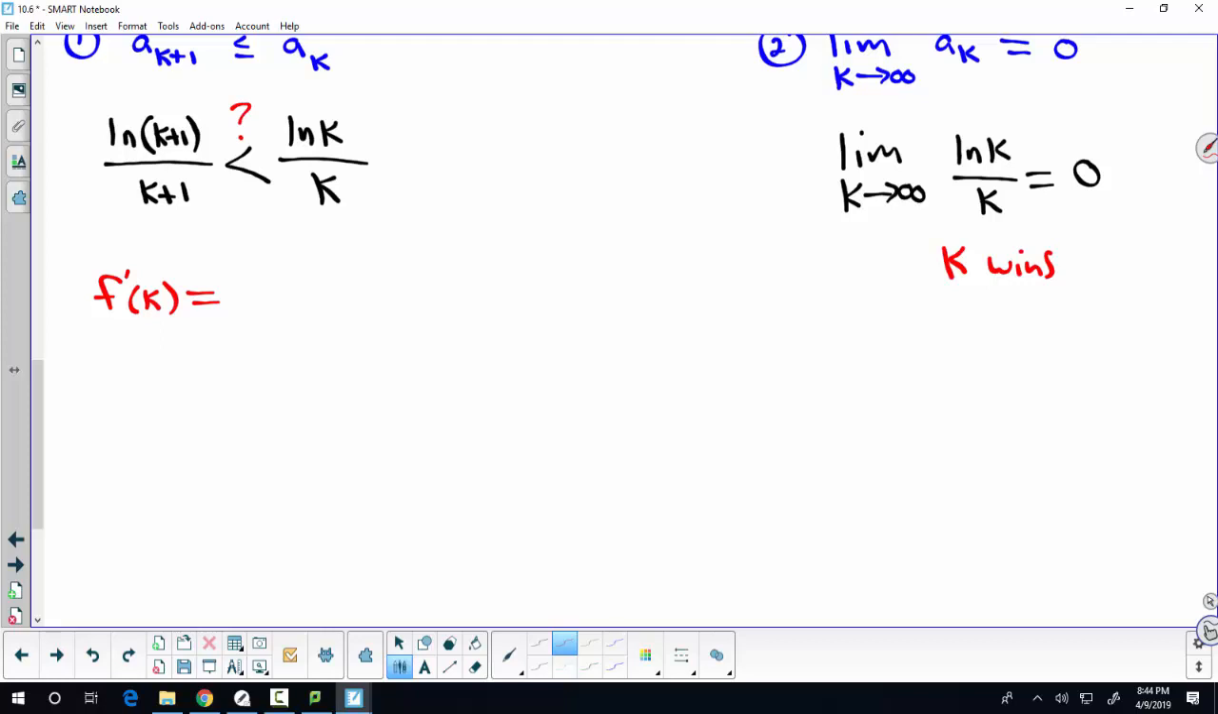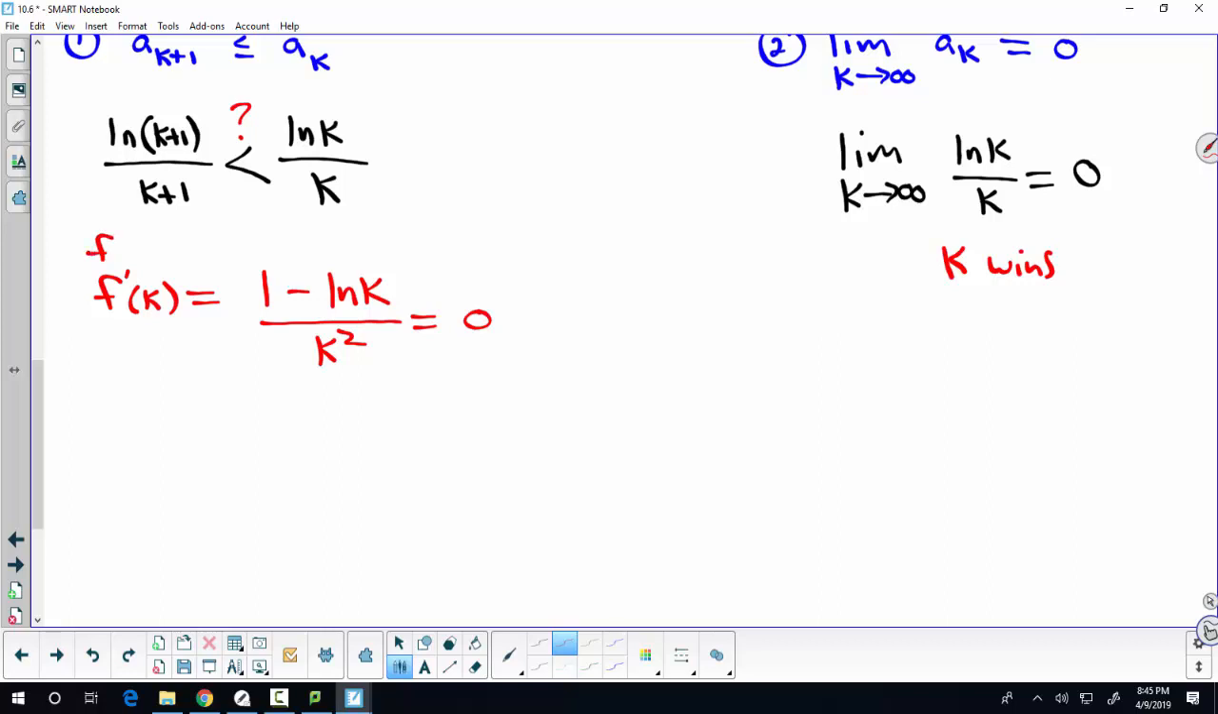So we look at the derivative of ln k over k. We have the bottom times the derivative of the top minus the top times the derivative of the bottom, all over the bottom squared. So there's our rate of change. When does the rate of change equal 0? So we take the derivative of a sub k, because we want to know if the terms are non-increasing. So we just look at the terms themselves.